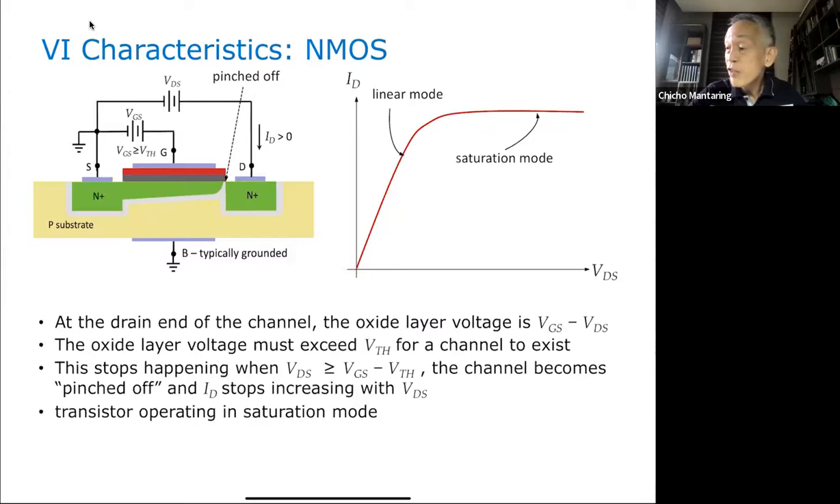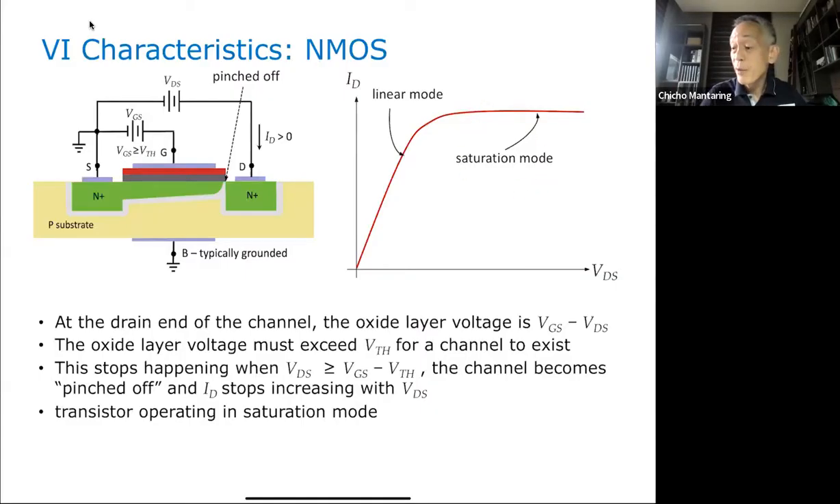So increasing VDS further will not increase your drain current anymore. Your drain current will stay more or less constant. And we call that saturation mode.